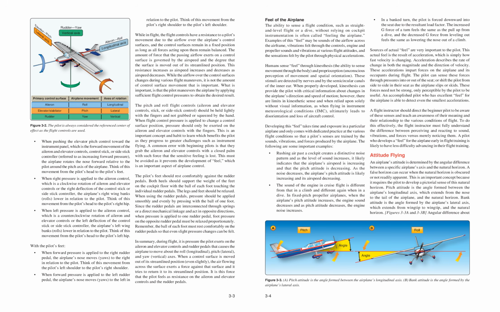When right pressure is applied to the aileron control, which is a clockwise rotation of aileron and elevator controls, or the right deflection of the control stick or side stick controller, the airplane's right wing banks, rolls, lower in relation to the pilot.